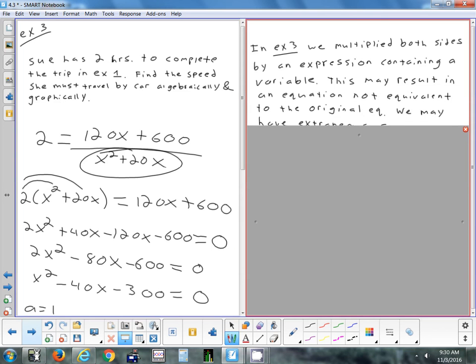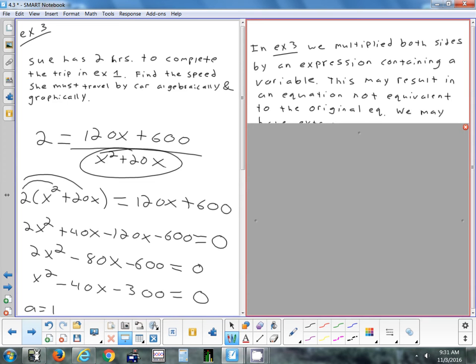It's okay to do that. You can multiply both sides by a variable, but when you do that, you can create an extra answer that shouldn't be there. And that's what we did in this problem. We got this extra answer that was a negative speed, and it didn't make sense. So we have to rule out the answer that doesn't make sense.